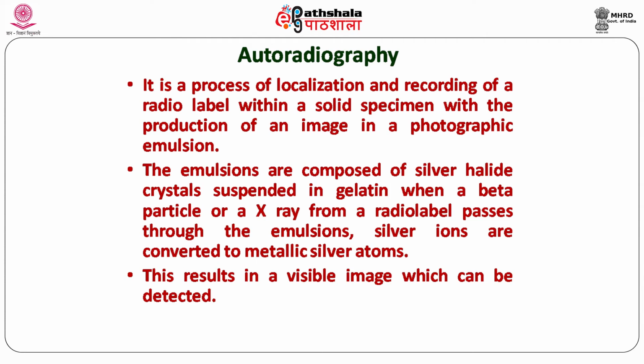Coming to autoradiography, it's a process of localization and recording of a radiolabel within a solid specimen with the production of an image in a photographic emulsion. The emulsions are composed of silver halide crystals suspended in gelatin. When a beta particle or an X-ray from a radiolabel passes through the emulsion, the silver ions are converted to metallic silver atoms. This results in a visible image which can be further detected.